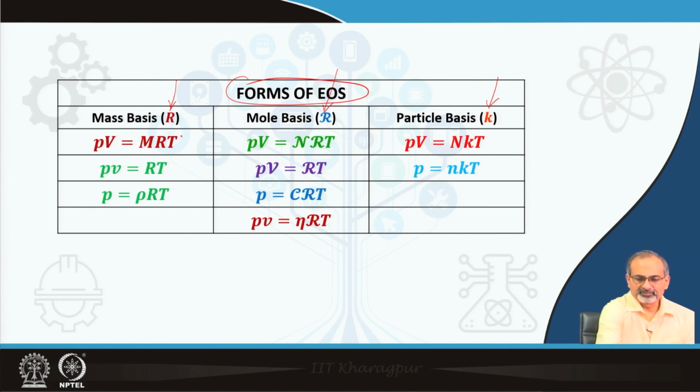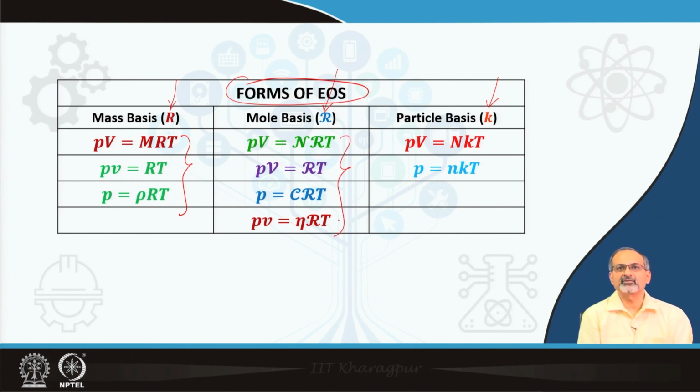If you recall, these were the 3 forms we discussed where the specific gas constant was involved, while these were the 4 forms we discussed where the universal gas constant was introduced and used. And finally, these were the 2 forms we discussed in the context of the Boltzmann constant, the gas constant per particle of the gas. If you classify them into these 3 broad groups, it will be much easier for you to track or keep them in mind.